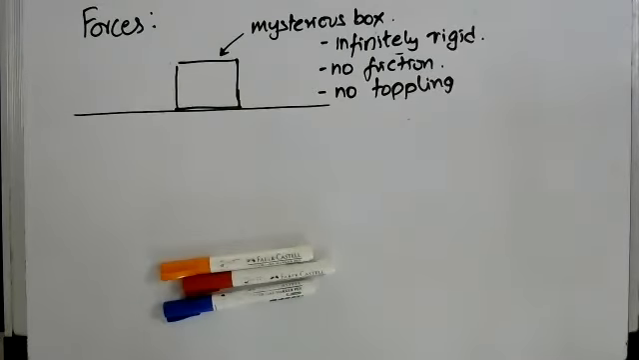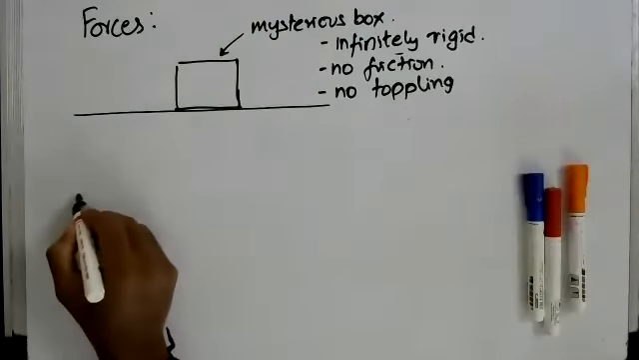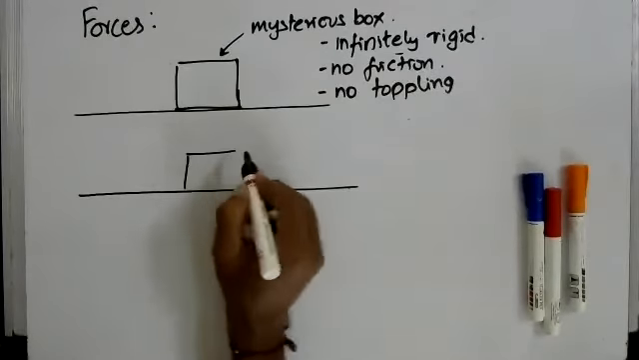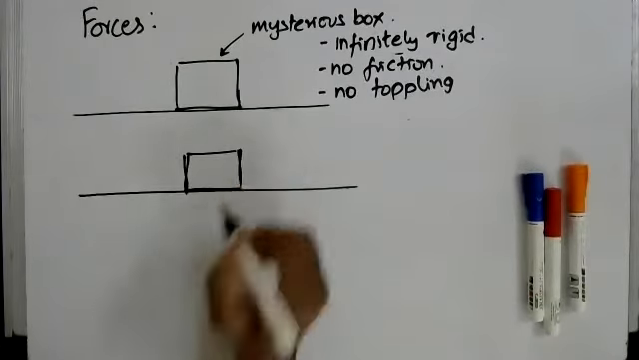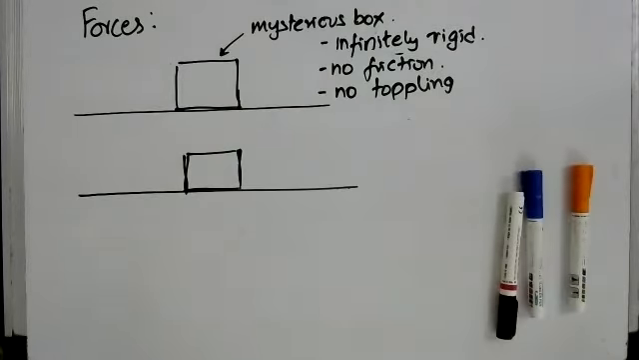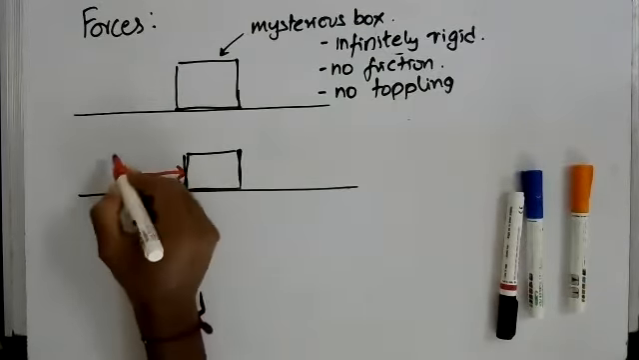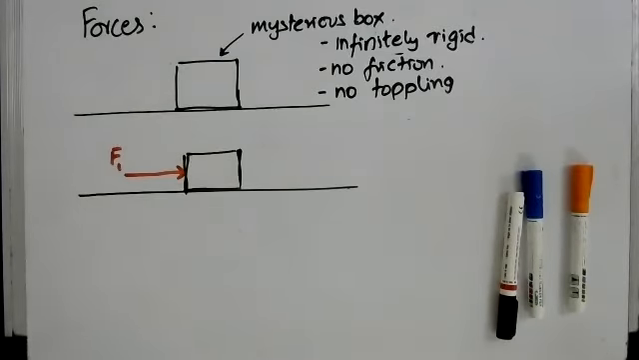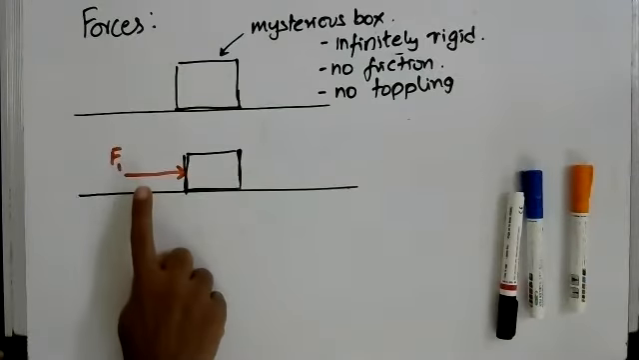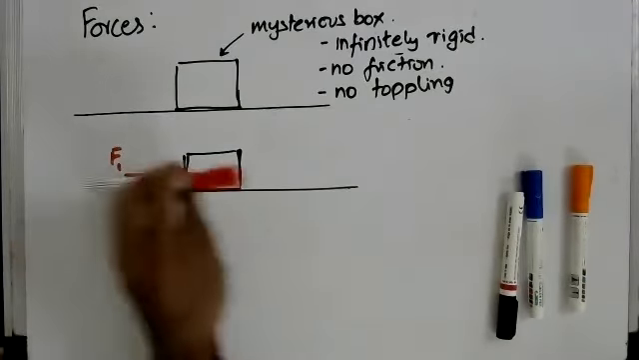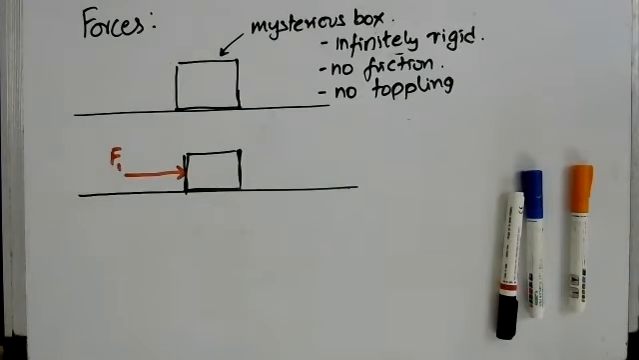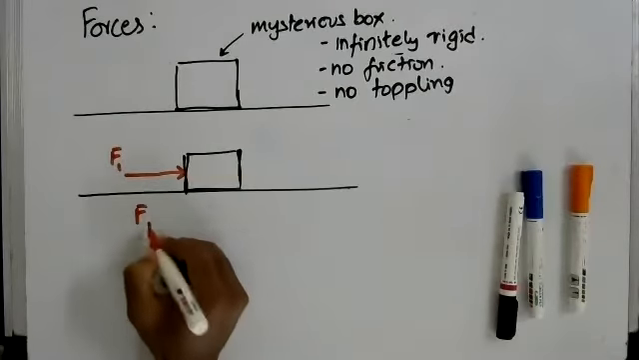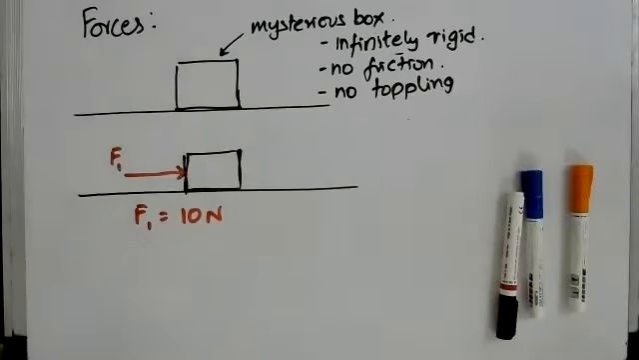So, having introduced this mysterious box, let us proceed with looking at what happens when we apply forces on it. The first thing I'm going to do is apply a force on this mysterious box from this direction. There is a force, I call it F1, and that is how you incidentally show forces acting in physics. You label it as force F1. I can give some quantity to it. I can say that F1 is equal to, let's say, 10 newtons.